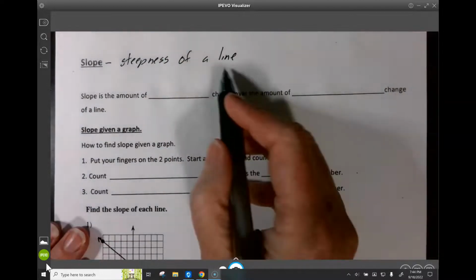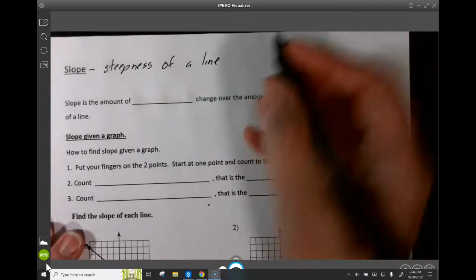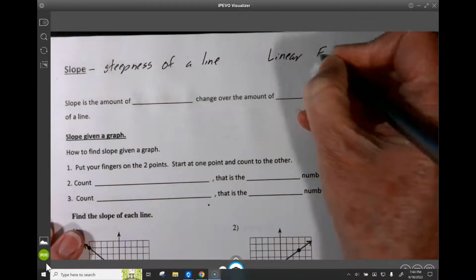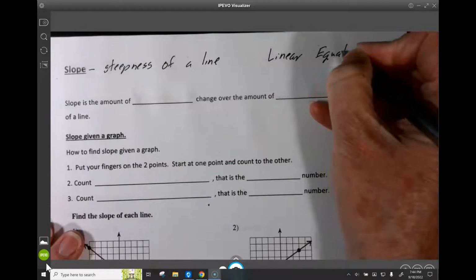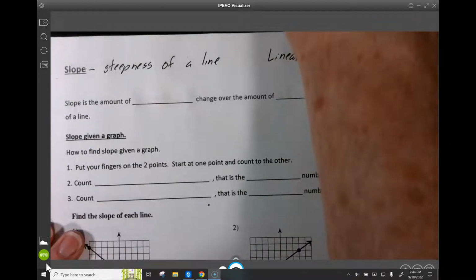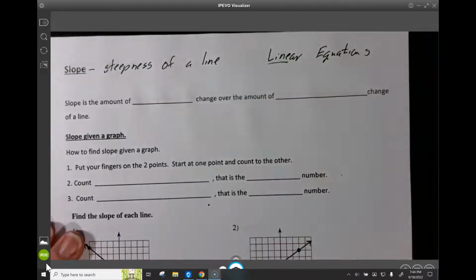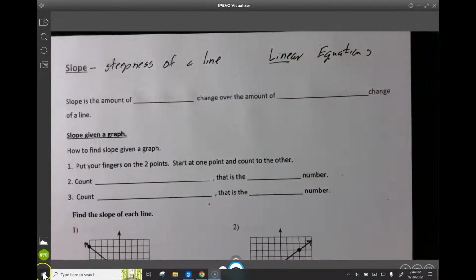And we're talking about lines in this entire unit because this unit is about linear equations. Now look at that, linear equations. Linear means line, so everything we graph is going to be a line.